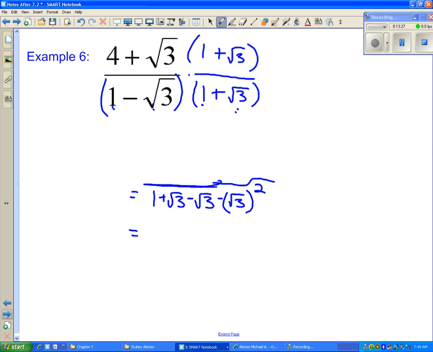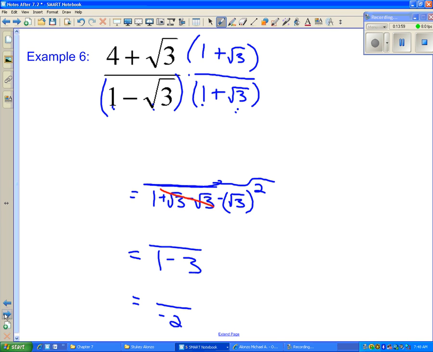Okay. Again, because they're conjugates, my center terms cancel out. So I get 1 minus the square root of 3 squared. The square and the square root cancel, so it's 1 minus 3. Let me leave a little more space. This is 1 minus 3. This is still a denominator. 1 minus 3 is going to be negative 2. And I get a number without a square root. How nice.